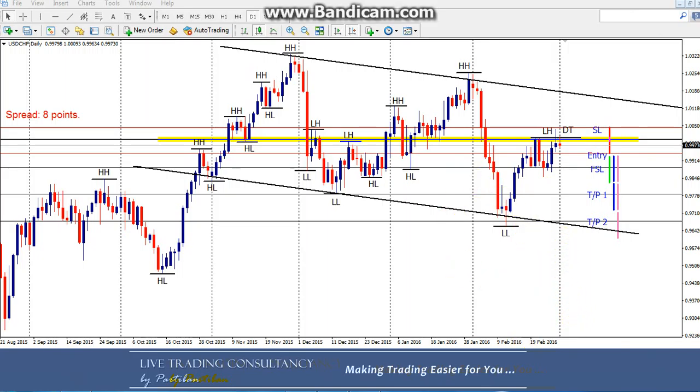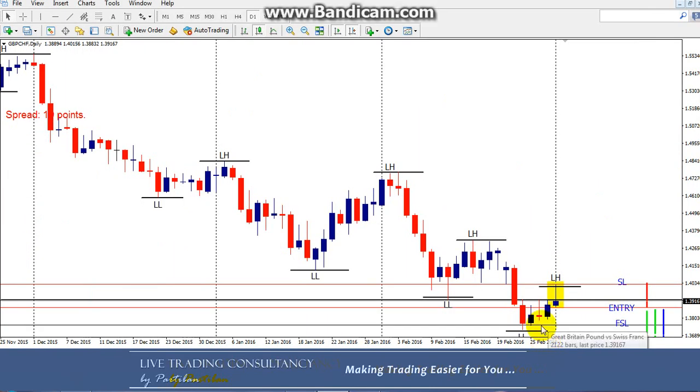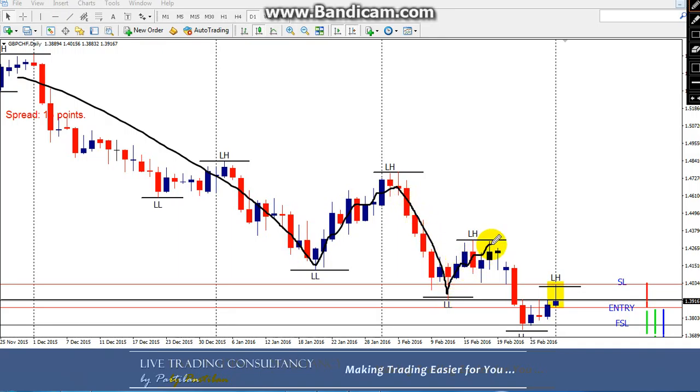Sorry, USD Swiss franc, and GBP Swiss franc, a similar trade. A very clear downtrend, consolidation, downtrend, consolidation, dropped, a retest, forming a pin bar over here. So I've already validated the pullback with my own strategy.